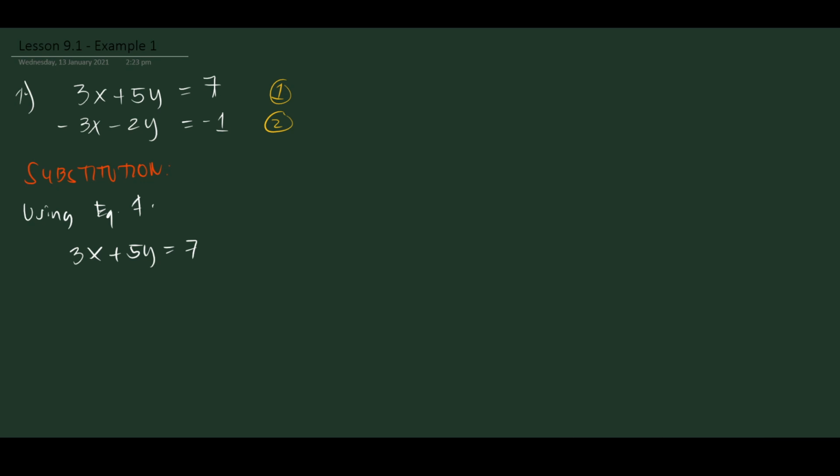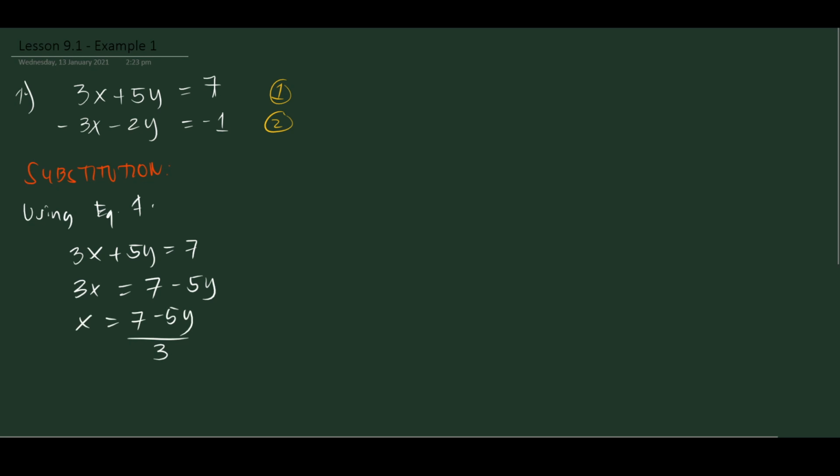So we're going to subtract 5y from both sides. We get 3x is equal to 7 minus 5y. And then we divide both sides by 3. We get x equals 7 minus 5y all over 3. Okay, so there you have it. This is not yet the final value of x. We're just going to use this expression so that we can find the value of y using the second equation.